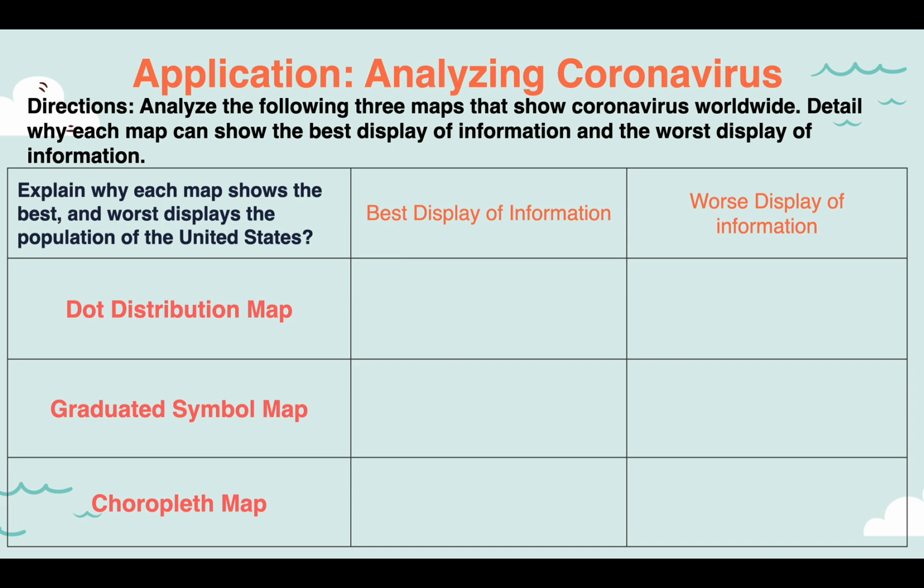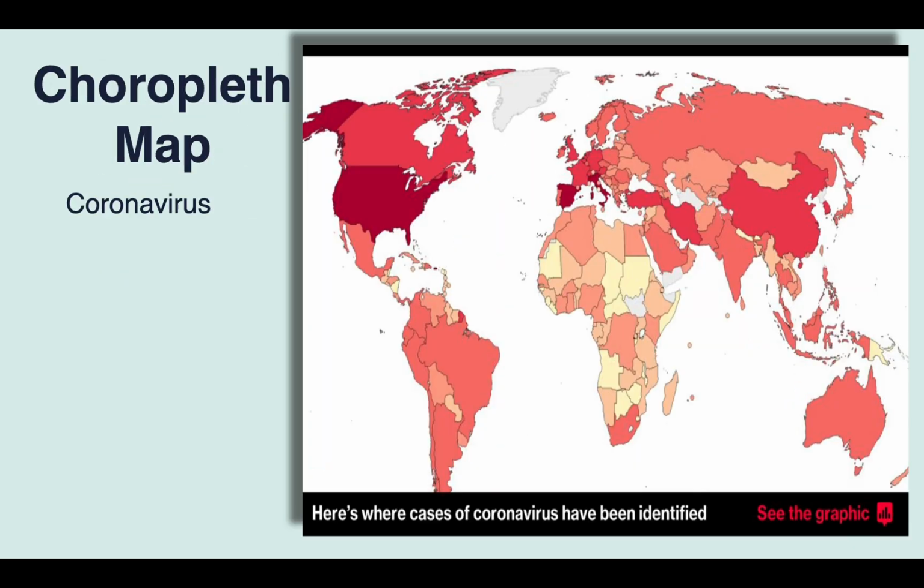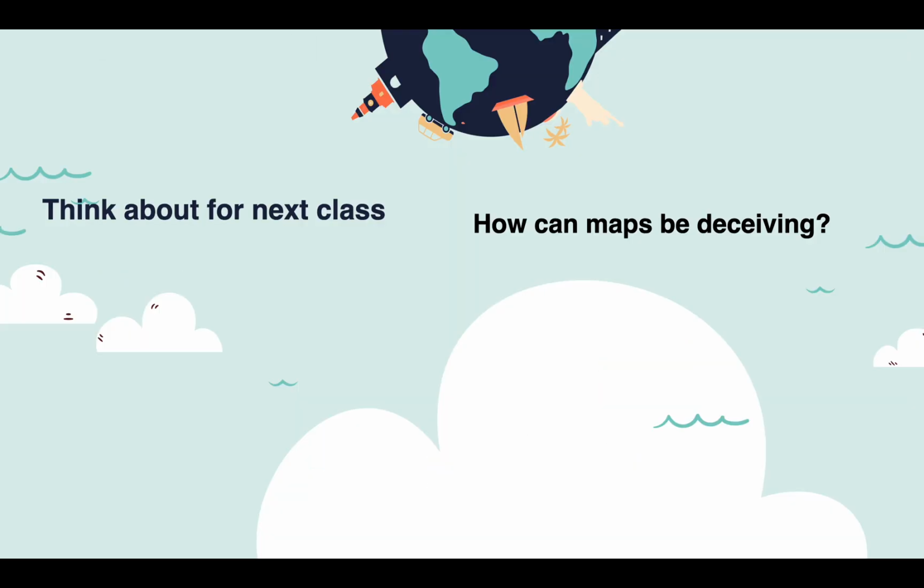For your homework, you're going to fill out this graphic organizer and say why each of these maps may be the best display of information and why each map may be the worst display of information. Also, something for next class that I want everyone to think about is how can maps be deceiving?